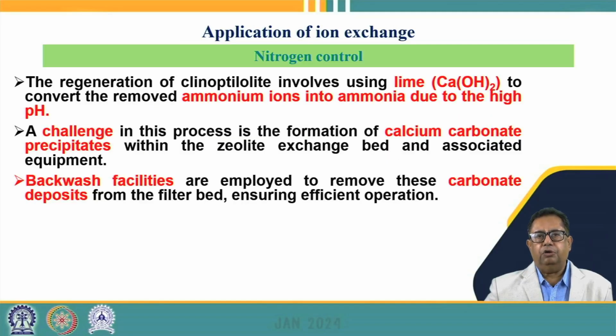So the regeneration of clinoptilolite uses calcium hydroxide. Calcium hydroxide mainly is used so that we can convert ammonium ions into ammonia, as the ammonium ions get converted to ammonia gas at high pH. So we use lime, calcium hydroxide, so that we can increase the pH and convert the ammonium ions into ammonia gas so that it can be removed by the air stripping process.